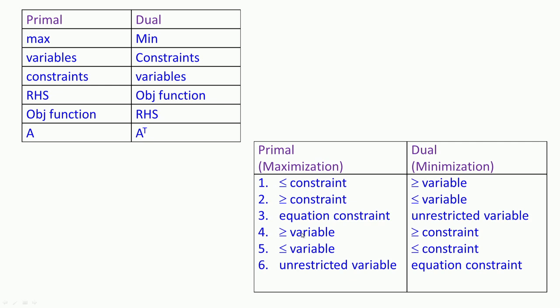Similarly, if I have a greater than or equal to variable in a maximization primal, the constraint will be greater than or equal to in the minimization dual, and if I have a less than or equal to variable in the maximization primal, I will have a less than or equal to constraint in the minimization dual. Now, these 4 things we need to remember when we write the primal and the dual.